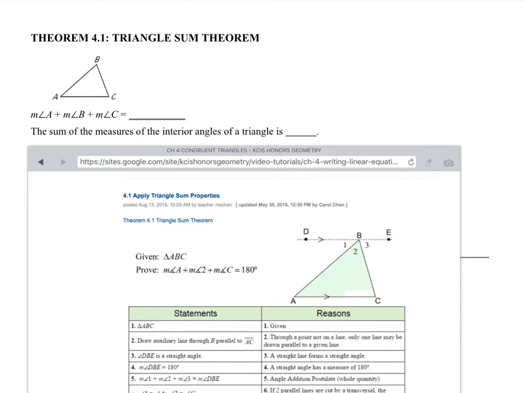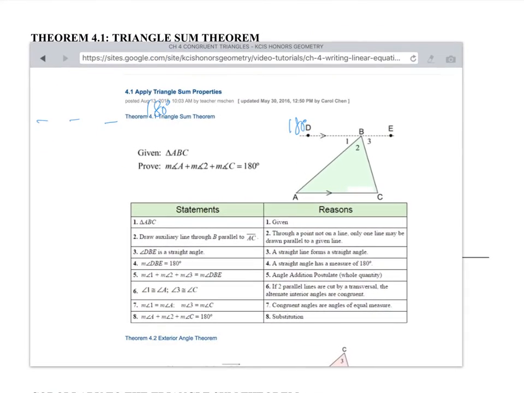In 4.1, the first theorem that you need to learn is called the triangle sum theorem, and it states that the sum of the measures of the interior angles of a triangle is equal to 180 degrees. So if I have a triangle ABC, then all its angles A, B, and C, the sum would equal 180 degrees.